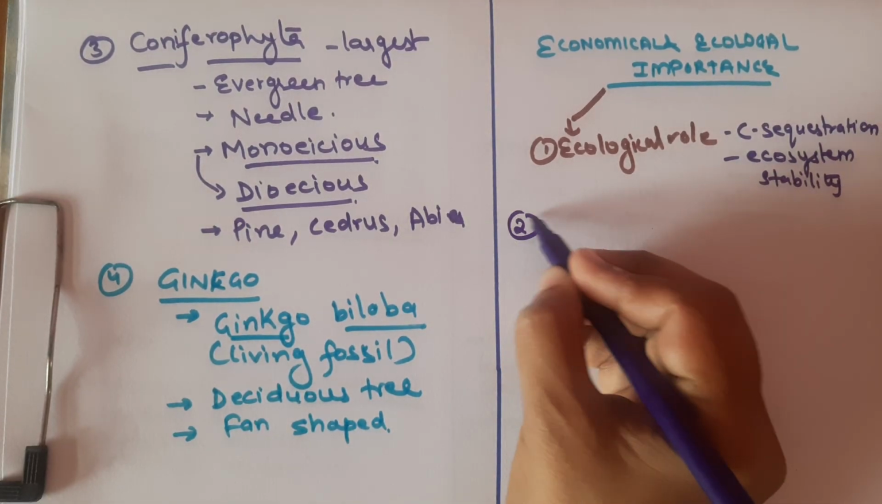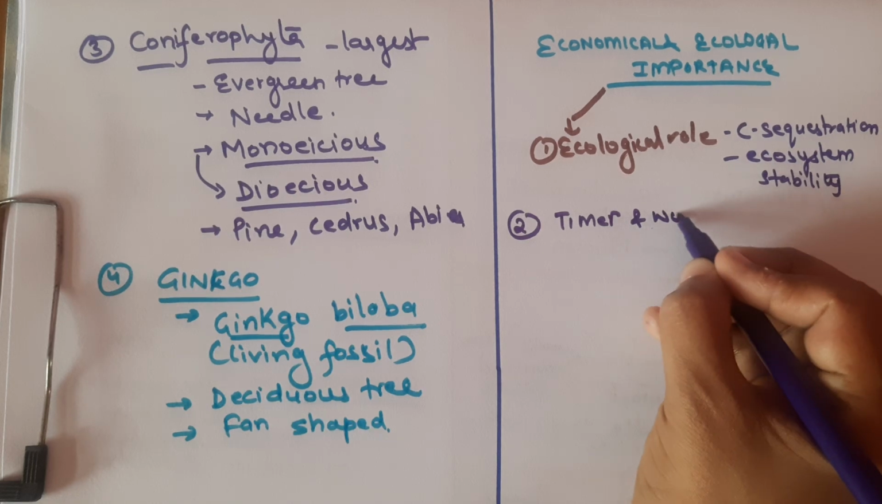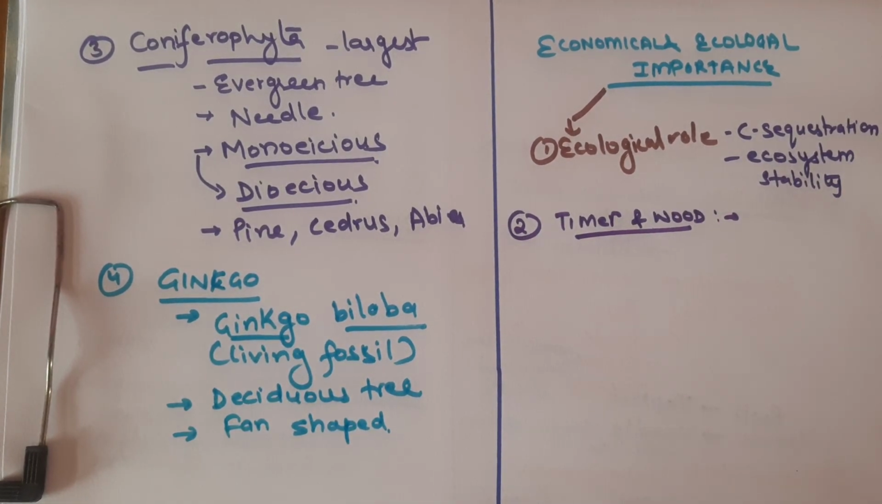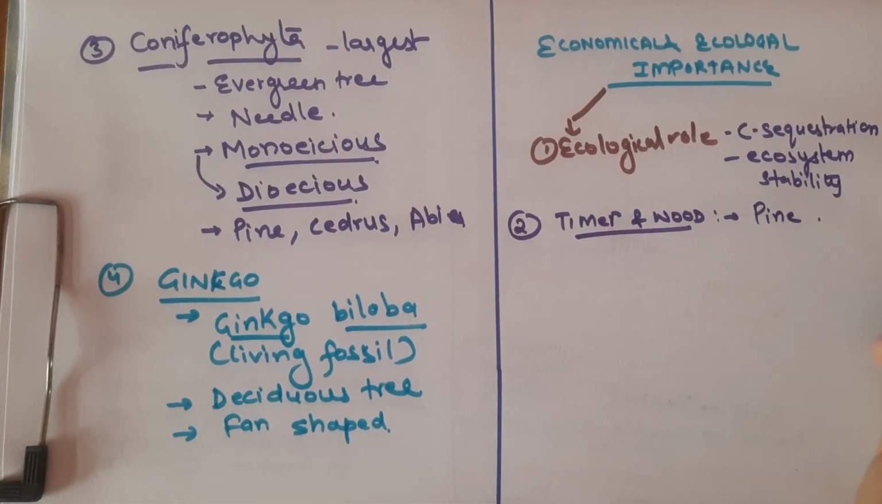Okay, the second one is timber and wood. So I already told you that the wood or the trunk of the gymnosperm is used for making high quality furniture, for example the pine tree and the deodar. And they are also used for making pulp, which is used for making paper in the paper industries.